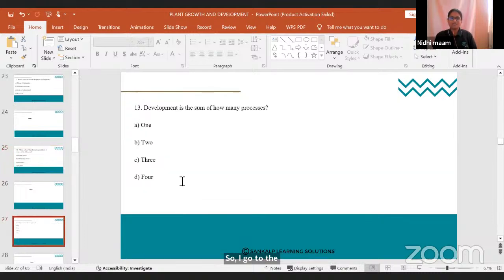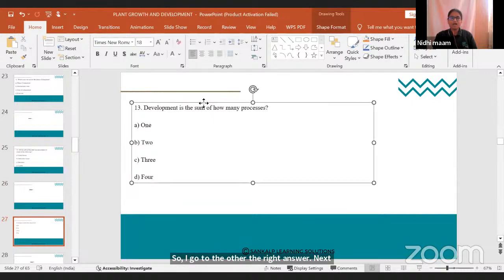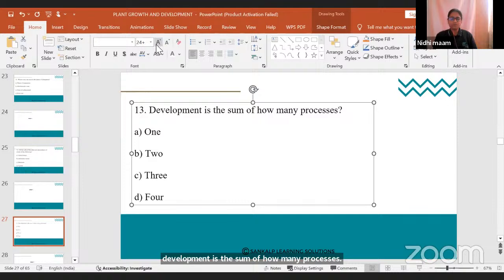Next question. Development is the sum of how many processes? A 1, B 2, C 3, D 4. Development is the sum of how many processes? Yes, Bhimabai Ambedkar is active on YouTube. Do answer it.